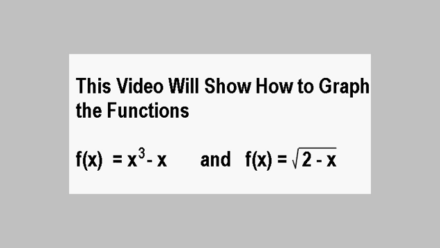This video will show how to graph the functions f of x equal x cubed minus x and also f of x equal the square root of 2 minus x.